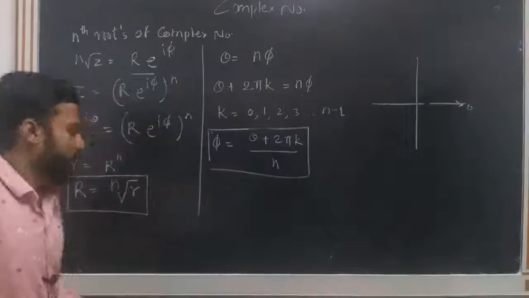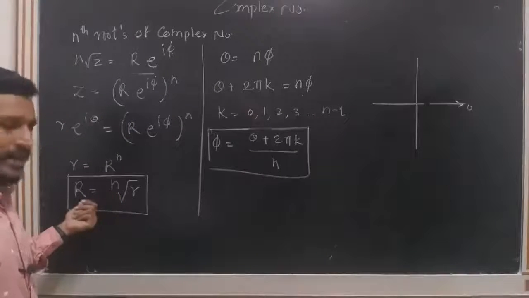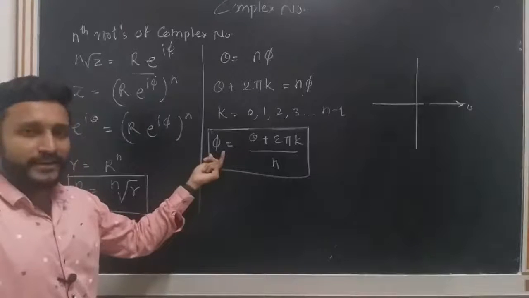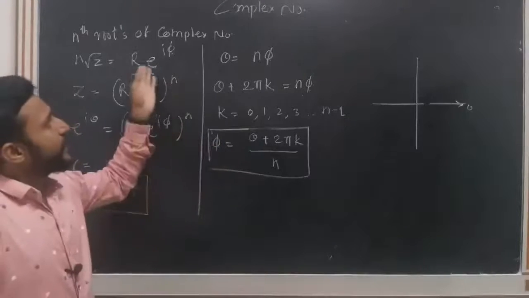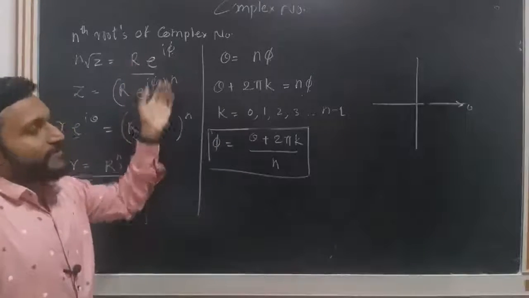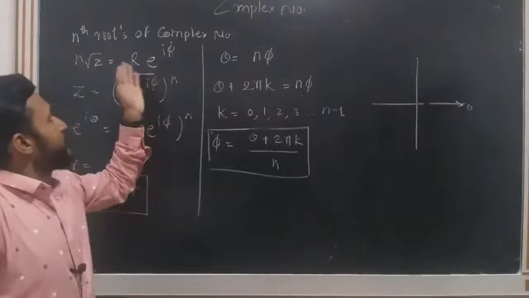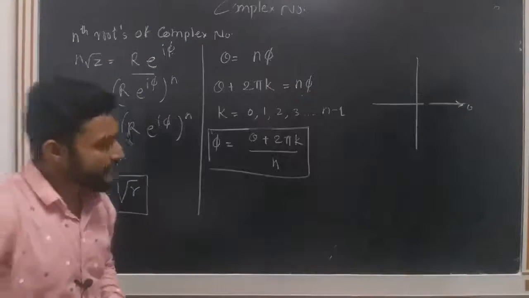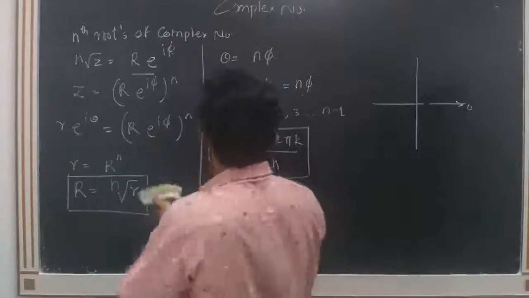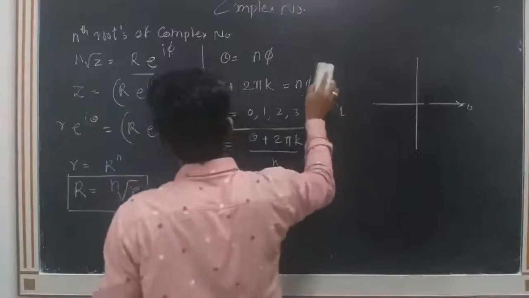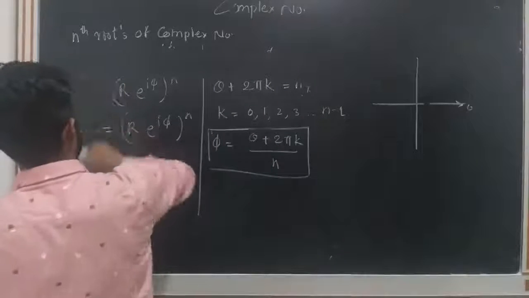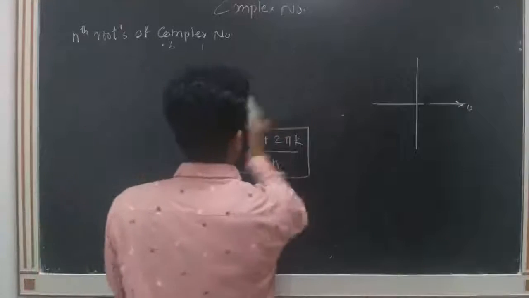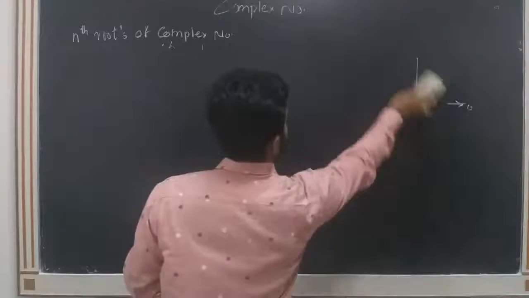So once we find capital R and the angle phi, you will get R e raised to i phi. This is the resultant value of the given complex number. Alright, so here we will take one problem, then we will understand how to obtain the roots of any complex number.